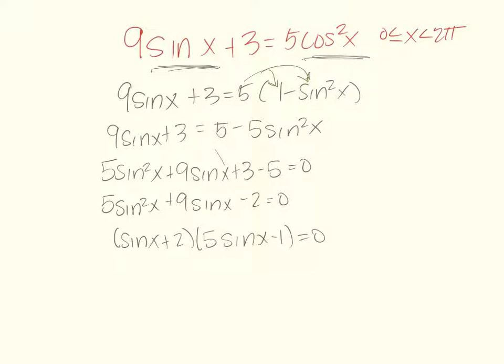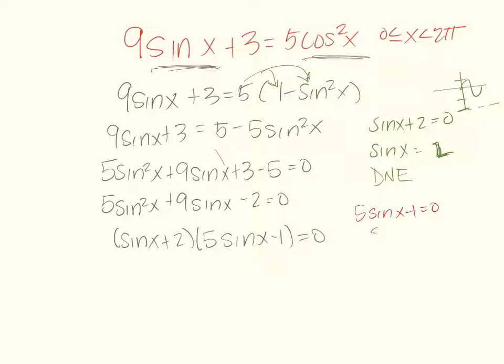So let's look at each part. If sine x plus 2 is equal to 0, then sine x is equal to negative 2. We know that this is not possible because our sine function only reaches 1 and negative 1. So negative 2 would be down here and it would never intersect the graph. So this does not exist. Let's look at the other part. If 5 sine x minus 1 is equal to 0, then sine x is equal to 1/5.